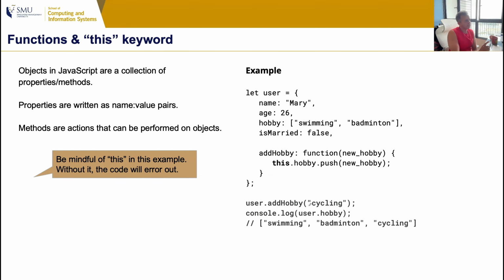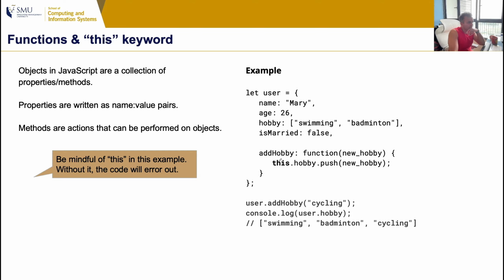Then there is one more thing I have to talk about, that is actually the use of the keyword this. This facility is actually part of object-oriented programming. So we saw that we could create objects on the fly using braces, and you can have properties. These are all properties, and then you can have a property that is a function which is called a method. So this is actually a method. The add hobby is a method.